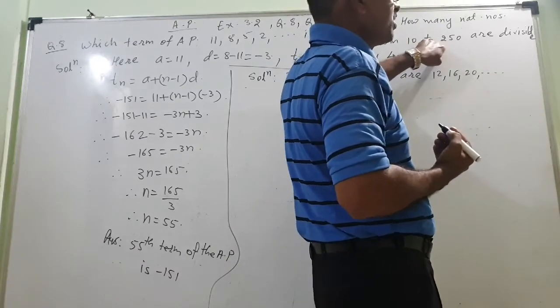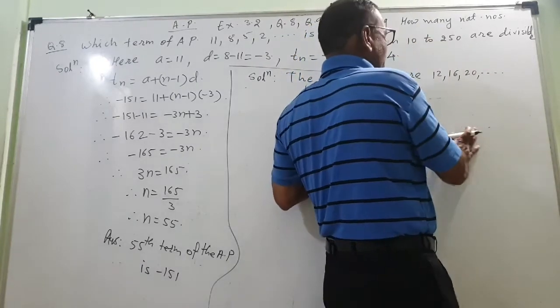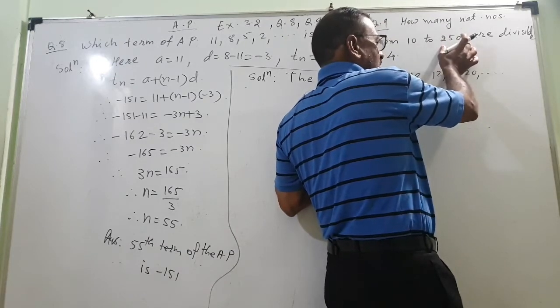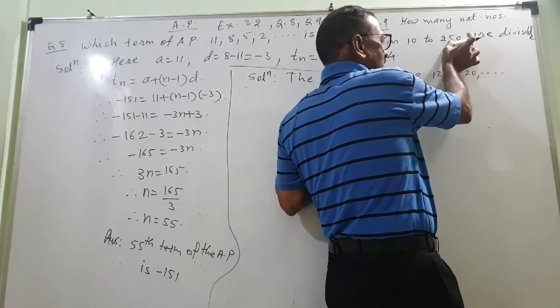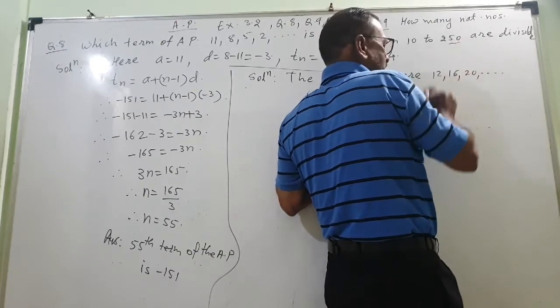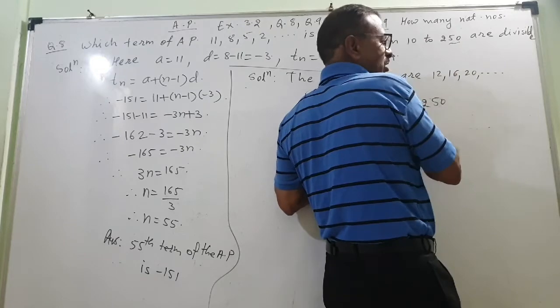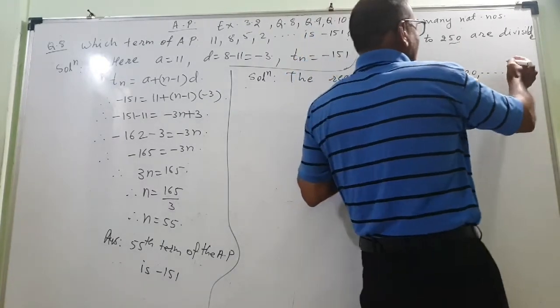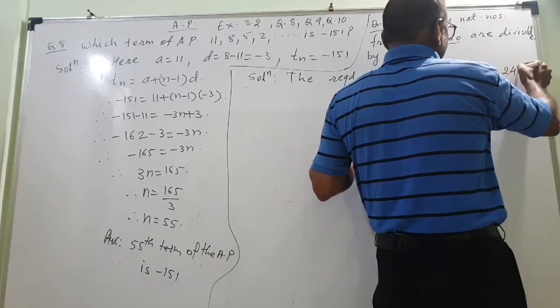Whether this 250 is divisible or not, that I have to find out. It is not divisible, it is not in the table of 4. Why? Because the last two digits are 50. These last two digits are not divisible by 4. That's why this 250 is also not divisible. That is the divisibility test of 4. And this will be 248.